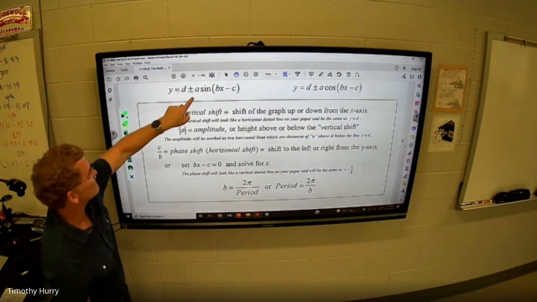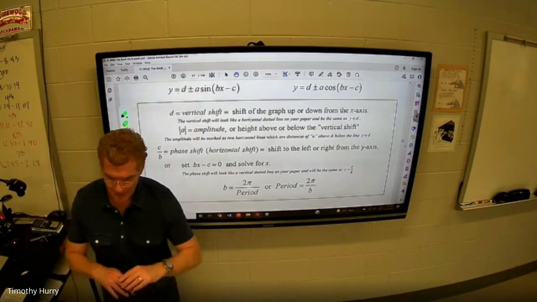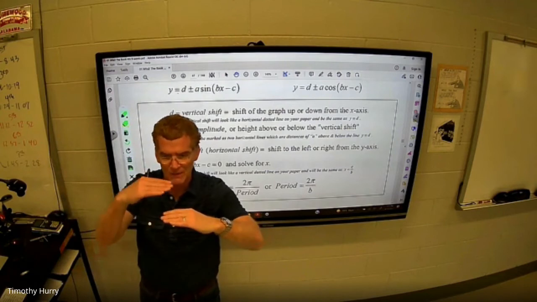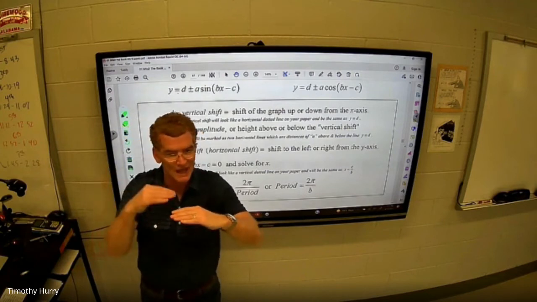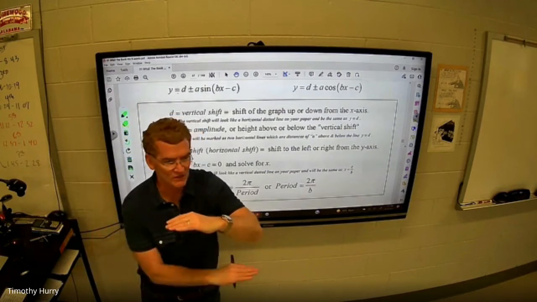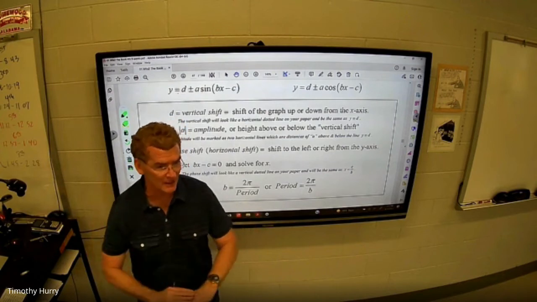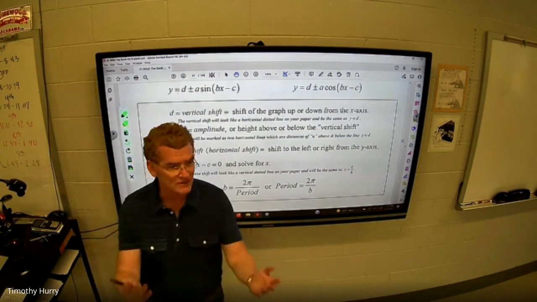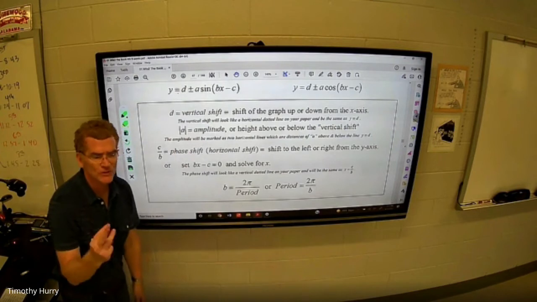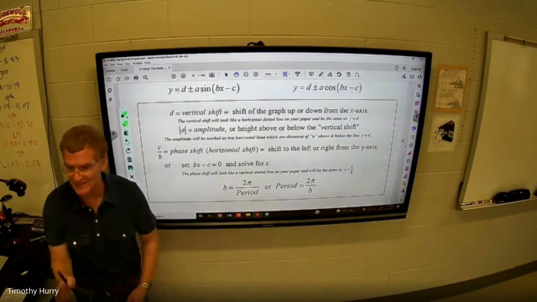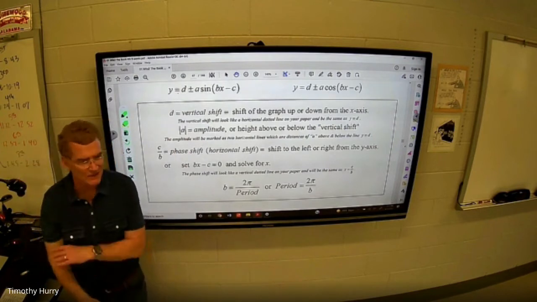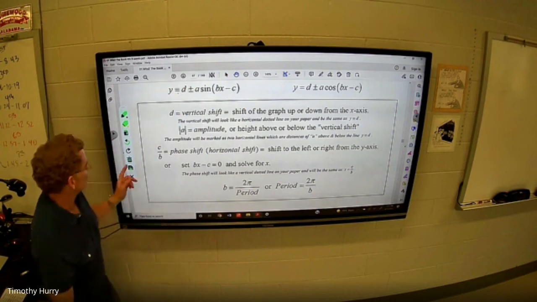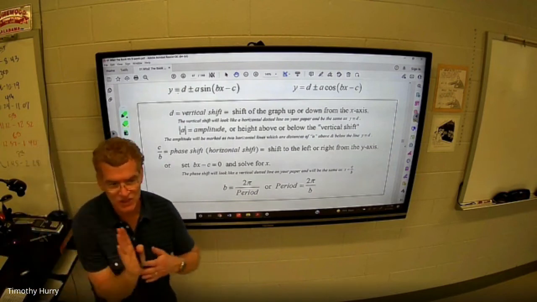So if your A value, say, is 4, you go back to your D value, wherever it is, and go up 4, mark another dotted line, down 4, mark another dotted line. Now you have the top, the middle, and the bottom of your box. Your box is halfway complete. The third thing you're going to do is figure out where it begins. It's not always going to begin on the y-axis or the x-axis. So the phase shift is where I was shifted.